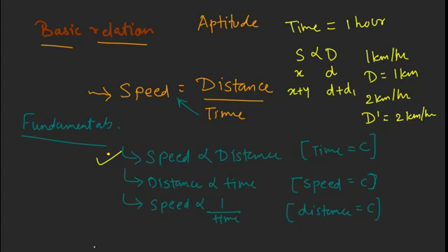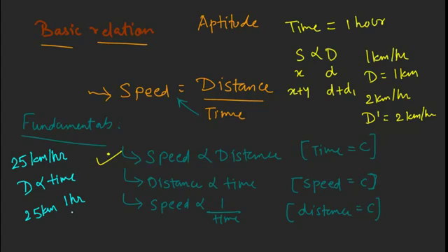Now for the second fundamental, distance is directly proportional to time, provided speed remains constant. Say your bike is fixed to be driven at 25 kilometers per hour, and distance is directly proportional to time. So if you travel for 1 hour, you will cover 25 kilometers.